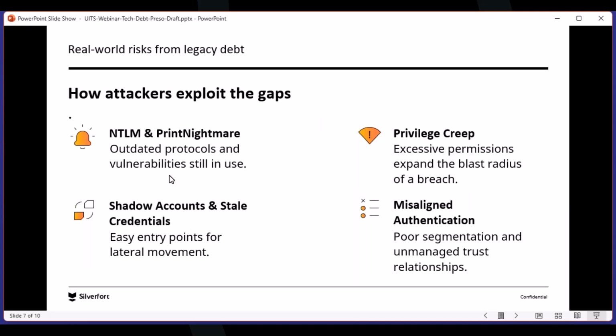I think I touched base on it a little bit before, but outdated protocols and vulnerabilities that are still in use, right? So PrintNightmare is an easy one, anything using NTLMv1, right? These are things that maybe aren't easy to remediate based on the type of tech debt that you have, but things that should be obvious to you, and you need something to be able to call them out so that you can remediate those as soon as possible.